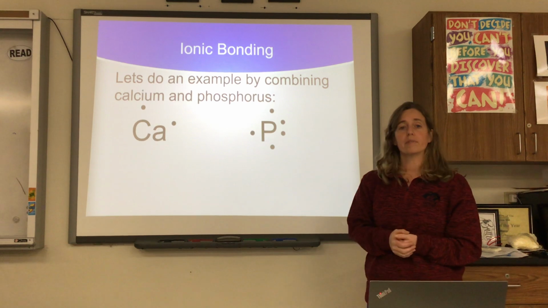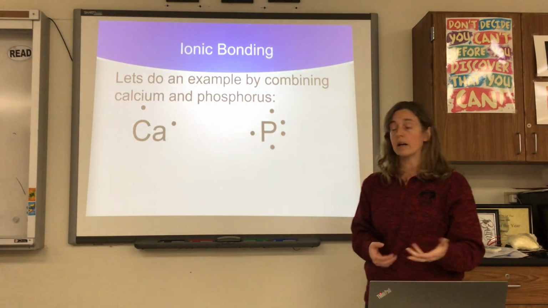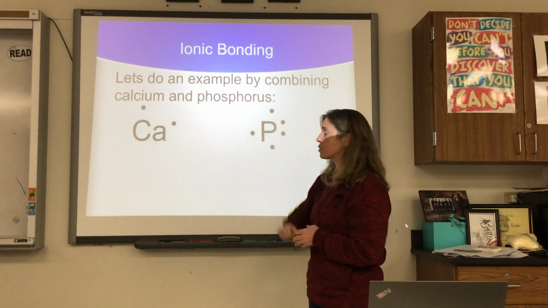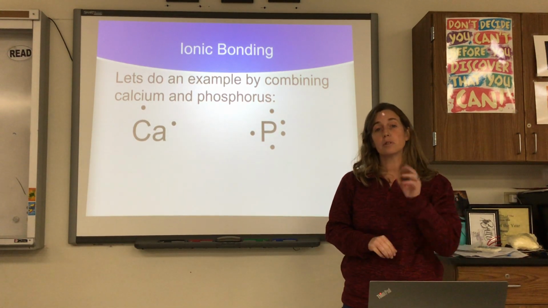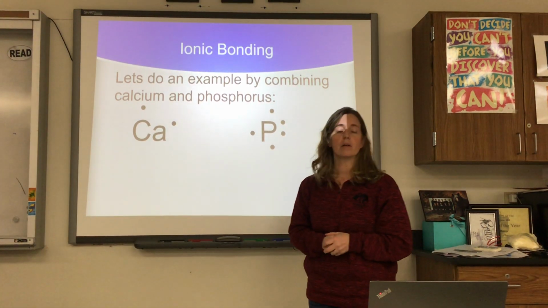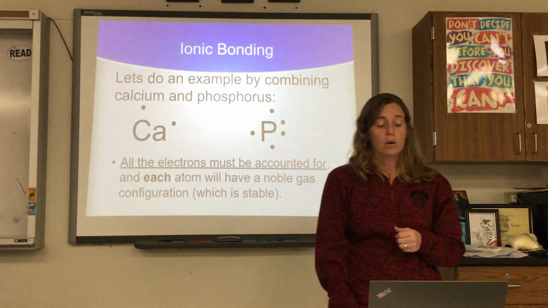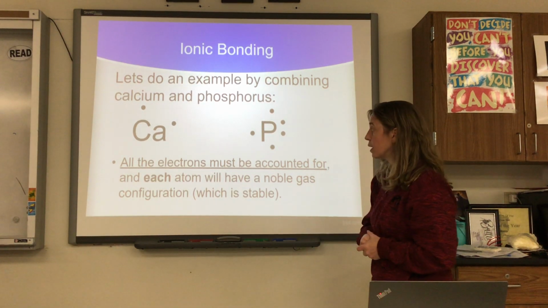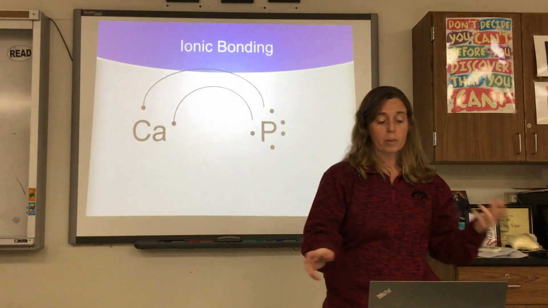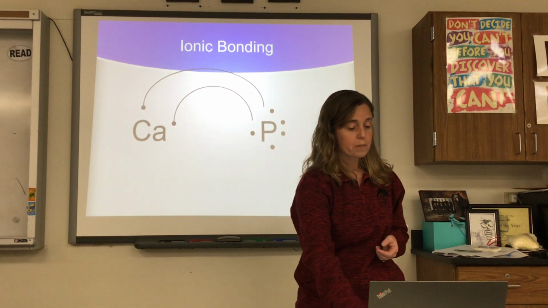Now, let's look at a couple of examples. This should look familiar because this is what you just worked on when you were dealing with formation of cations and anions, okay? So you have calcium that has 2 outer electrons, 2 valence electrons, and you have phosphorus which has 5. This phosphorus needs 3 electrons in order to be full, in order to have 8 outer electrons. But that one calcium can only donate 2 electrons. So it's kind of going back to the formation that we just did the other day. All the electrons must be accounted for, and each atom will have a noble gas configuration, which is stable, okay? So what are we going to do in this situation? Well, that calcium is going to give both of its valence electrons to the phosphorus, okay?